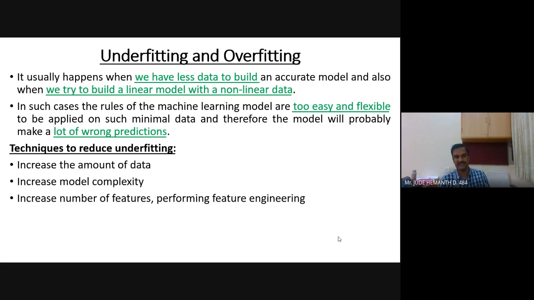Increase the number of features. As I told you, if I want to differentiate A and B, just taking 2 or 3 features may not be sufficient. If I go for taking more number of features, then there is a chance that my accuracy may be high. It can be done with the help of feature engineering, which we saw earlier.